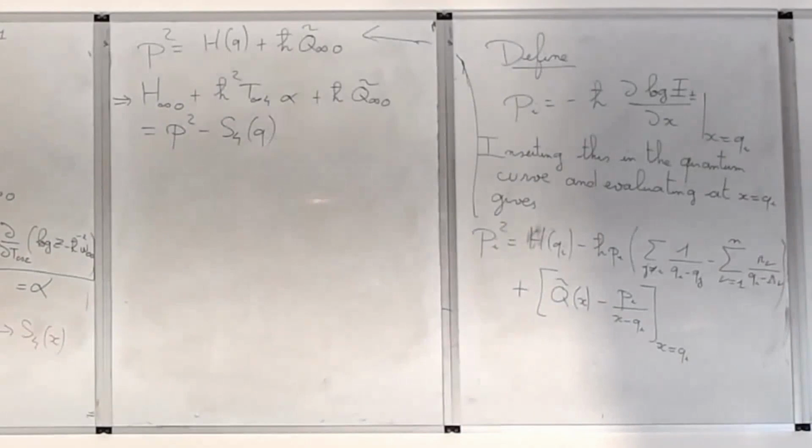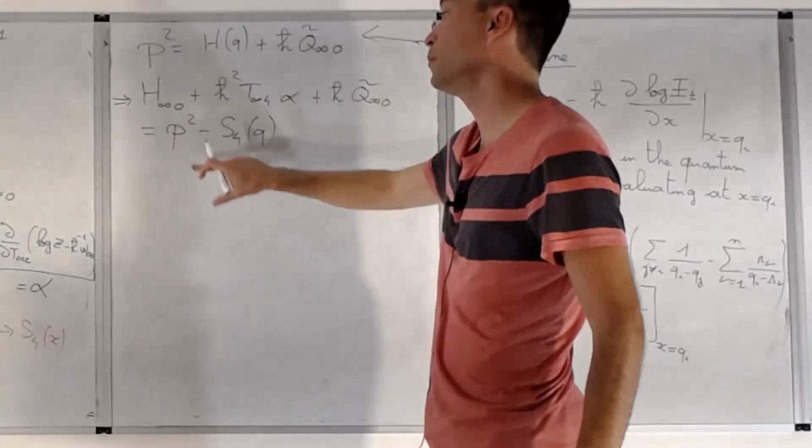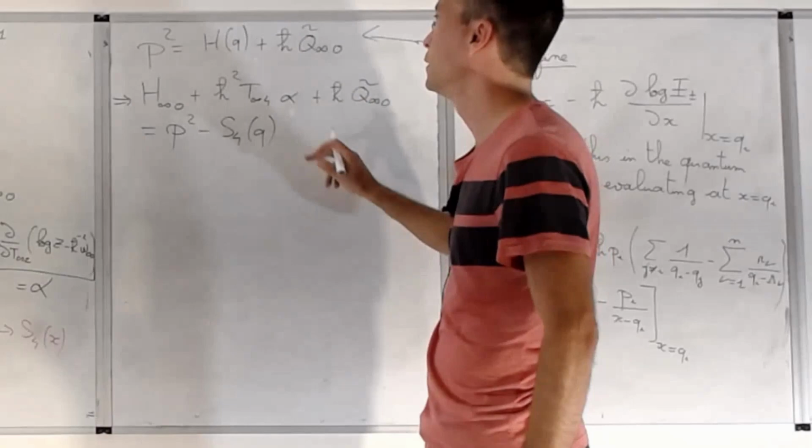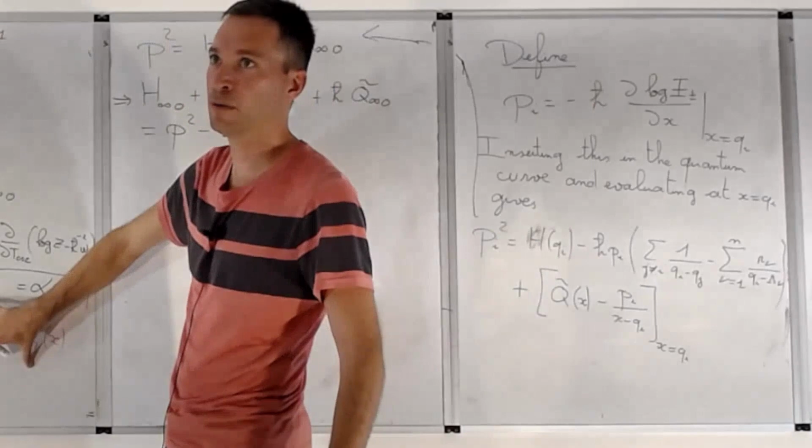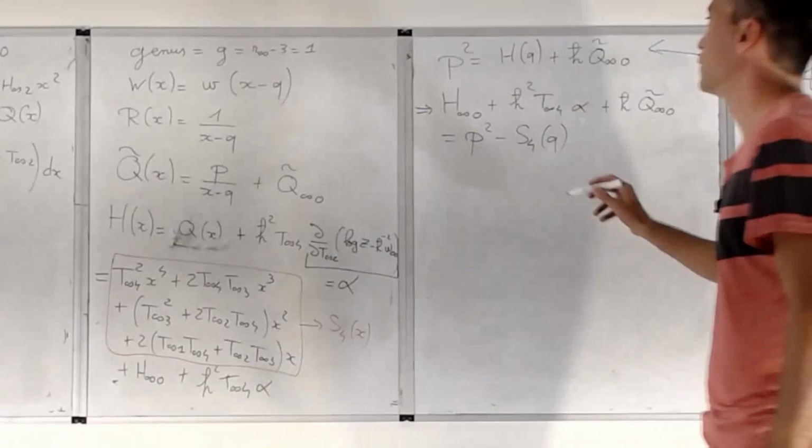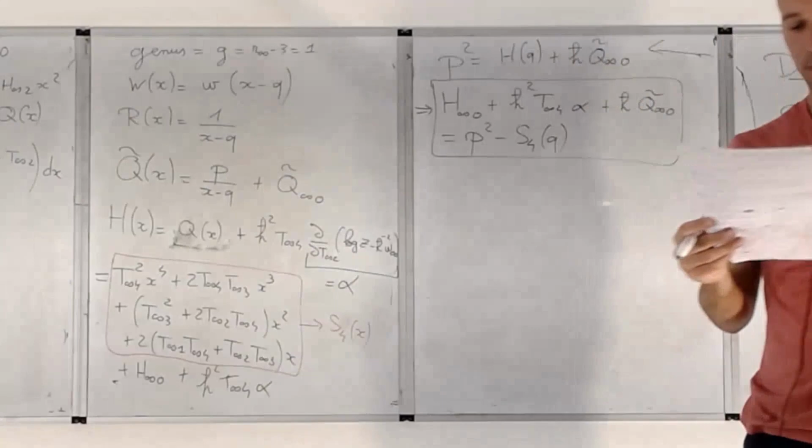And then if I write down what is H of Q, there is this constant term, this term involving alpha. Well, this one comes from this one. And all you get is that it's equal to P squared minus this part here evaluated at X equal to Q. So this is something that is interesting. And the quantum curve, now that we have all the relations.